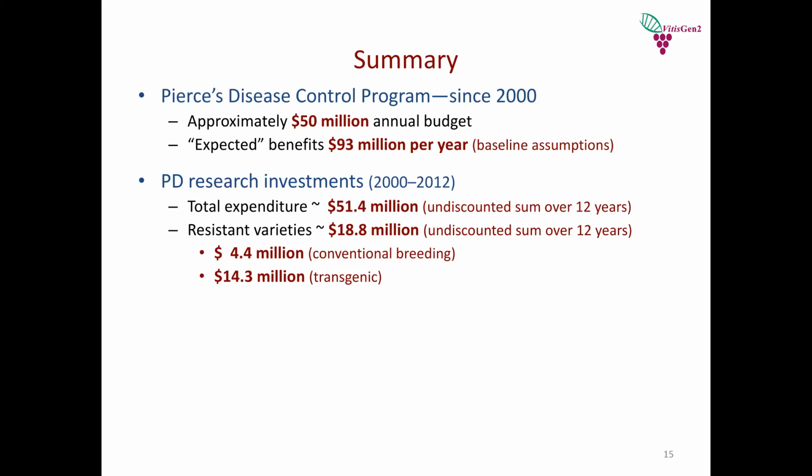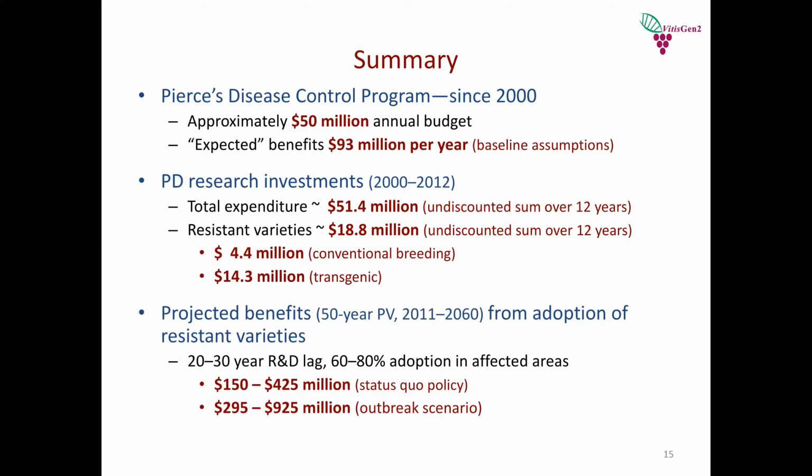And then we compared that. We looked at the expenditure on research, and the total expenditure was around 51 million over the first 12 years of that program. A lot of that money was being spent on resistant varieties, and particularly the development of transgenic rootstocks. But significant money was going into conventional breeding done by Andy Walker at Davis. And we analysed the benefits from the adoption of resistant varieties, whether they were transgenic or conventional varieties, looking 50 years ahead. And under various plausible assumptions, we estimated a range of benefits from 150 to 425 million. That's the total benefits in present value terms, given that we have the Pierce's disease control program in place restricting the sharpshooter's movement.